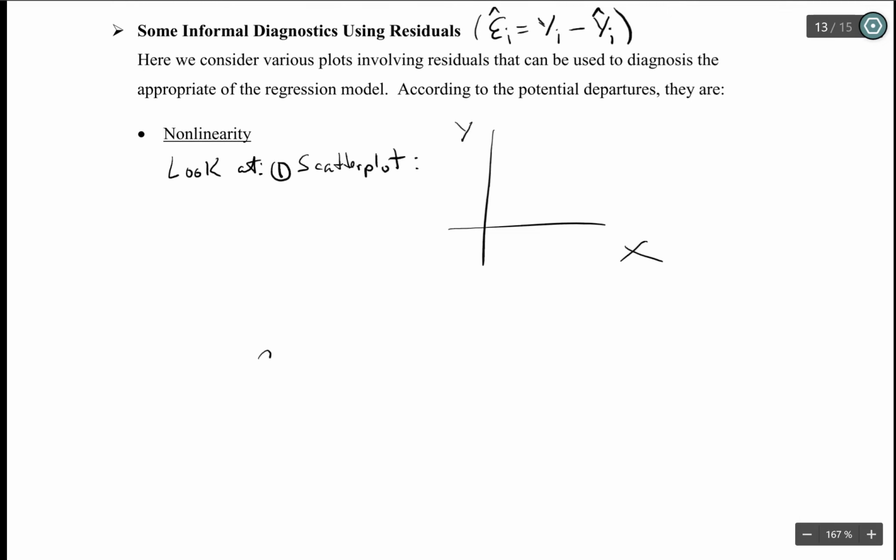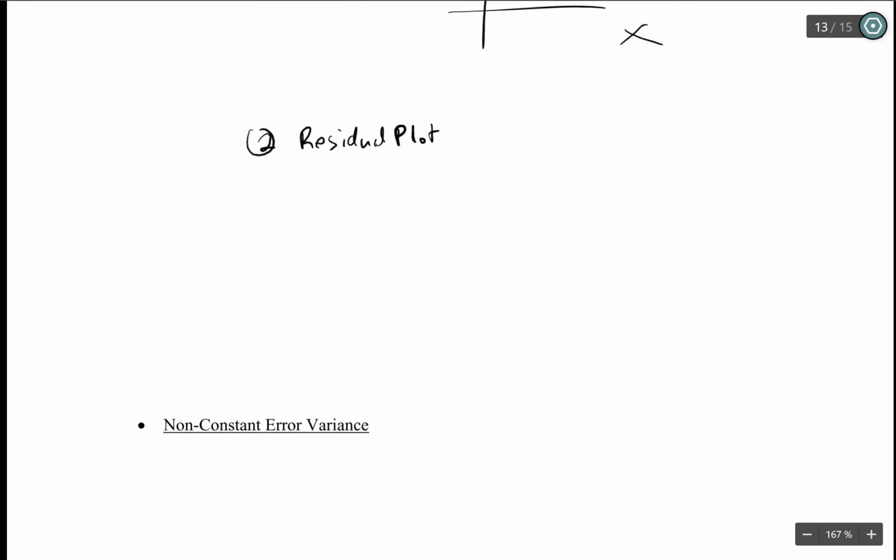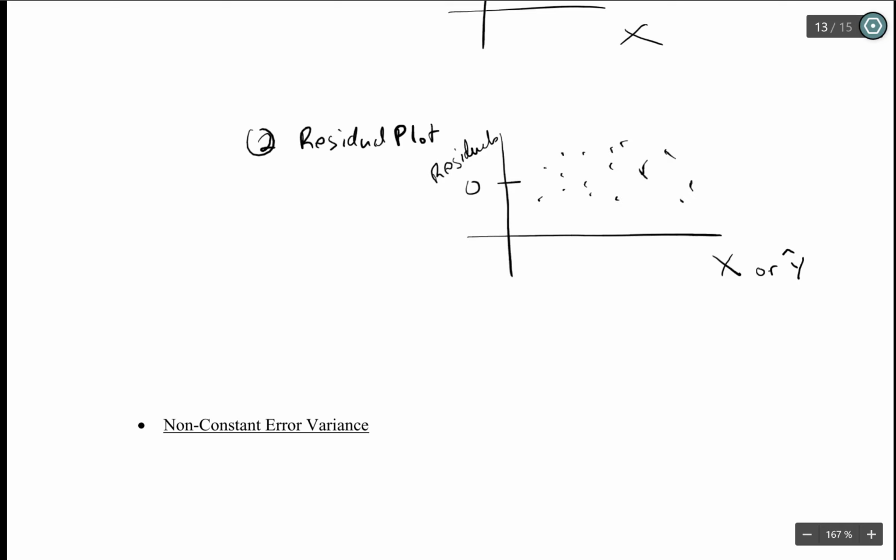That's one thing you could look at. Or you could look at what's called the residual plot. There are several residual plots out there, but the one I have in mind here is to plot x or y hat versus the residuals. And what you want to see is a random scatter around 0. So this would be good.